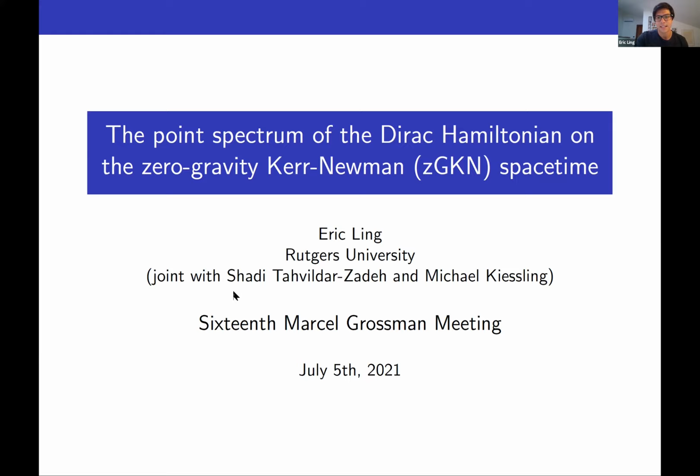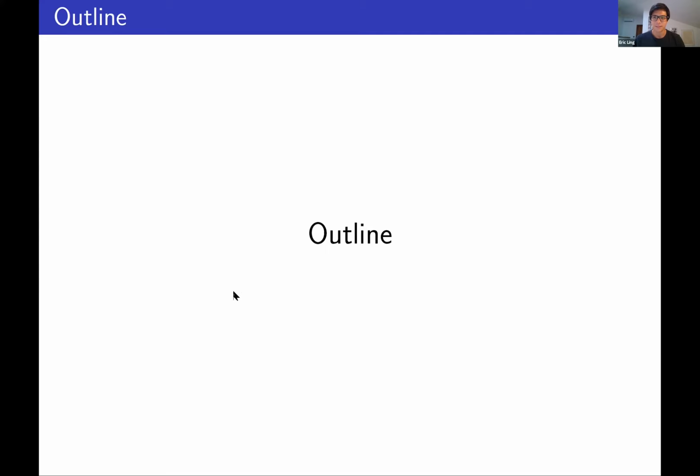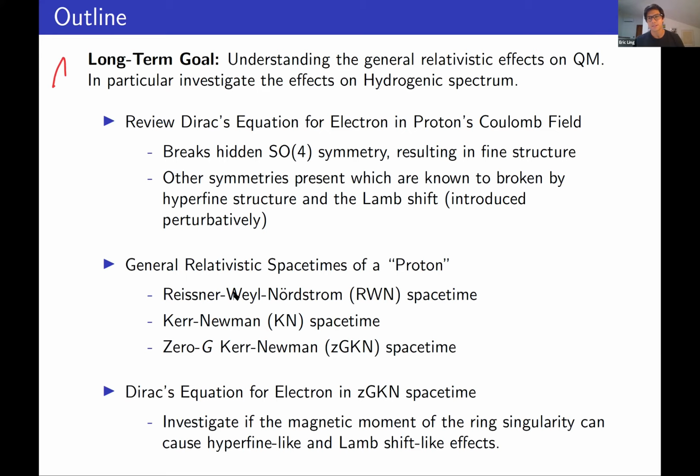Okay, so let me give a quick outline of what I'm going to talk about. We have a long-term goal, which is understanding the general relativistic effects on quantum mechanics. In particular, we want to pay special attention to hydrogen. Most models that solve hydrogen can be done so analytically. So we will first review the Dirac equation for an electron in a proton's Coulomb field. This is the usual Dirac equation that one normally encounters when studying the hydrogen atom.